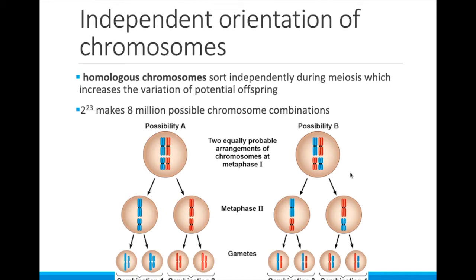Meiosis also has another function that's really important, and that is creating genetic diversity. Genetic diversity is really good for populations of species. Sometimes when species are not genetically diverse, they can have big problems.